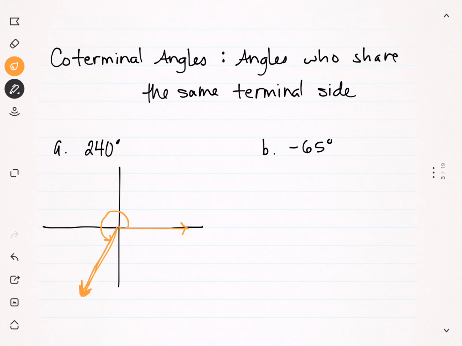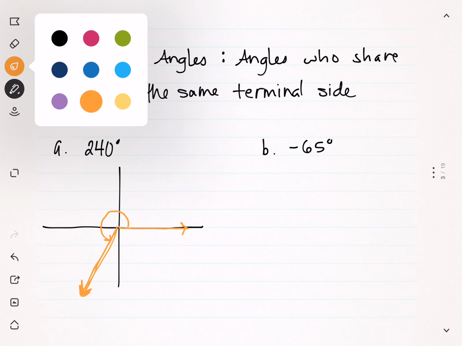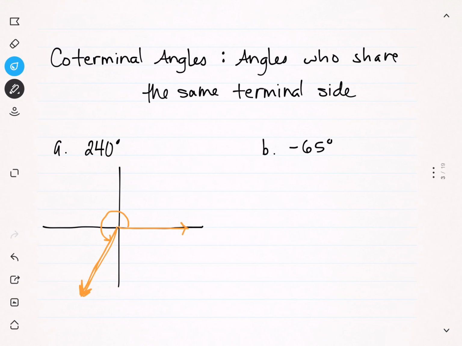But is there another way I could get to that same terminal side? Well, maybe I could go in the negative direction. How many degrees would I go in the negative direction if I wanted to get to that same terminal side? Well, I could just do some simple math. 240 degrees take away 360 degrees, and that's going to put me at negative 120 degrees. So we would say that negative 120 degrees and 240 degrees are coterminal angles because they share this same terminal side. You can also have positive coterminal angles.